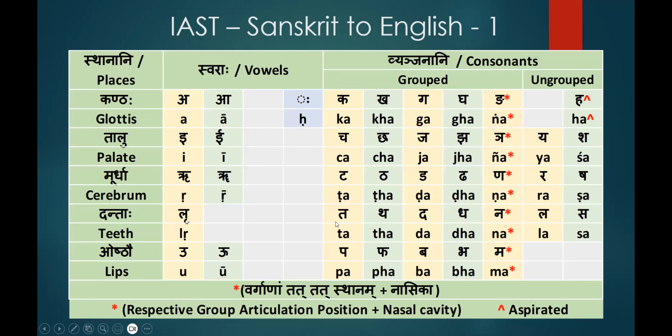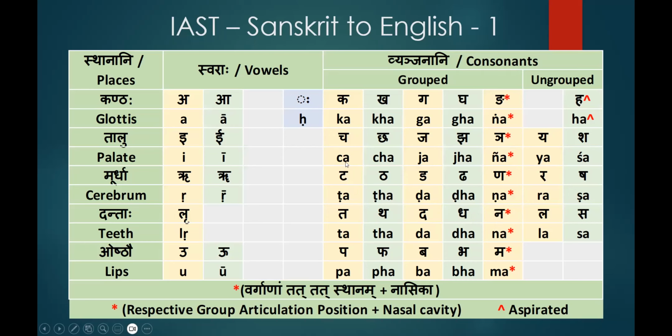Now, you will also see the ta, tha, da, dha, na is similar to ta, tha, da, dha, na, except that there is a dot below the first alphabets for all these. So, English wise, both look the same. But the moment you add a diacritic mark in the form of a dot below, it becomes a different sound altogether as far as the transliteration is concerned.